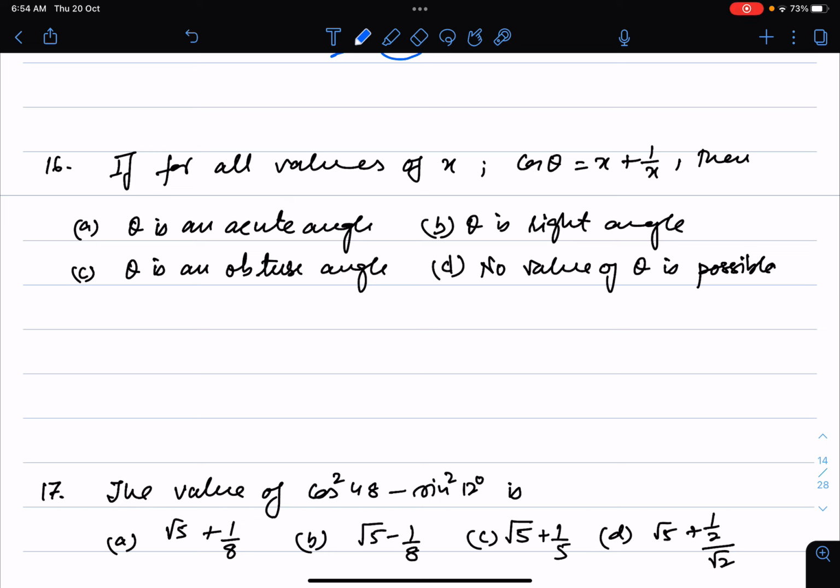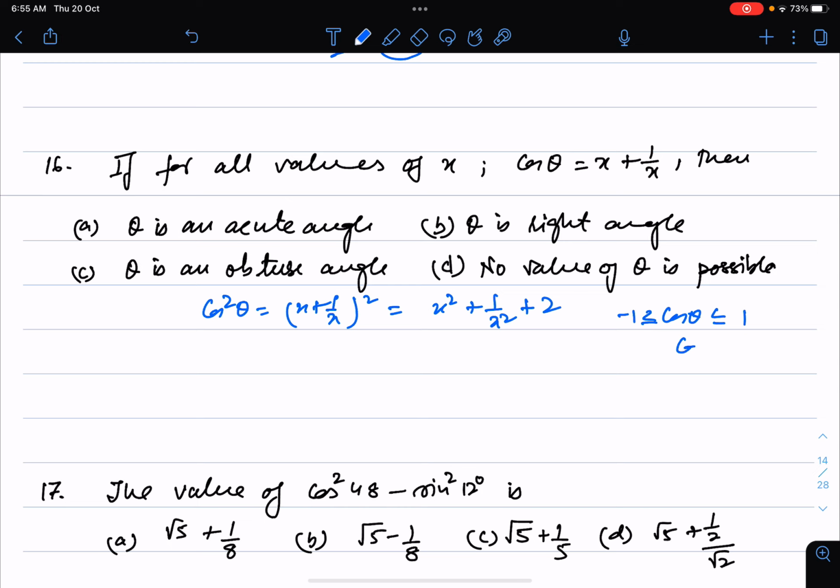Coming to question number 16. If for all the values of x, cos theta is equal to x plus 1 by x, then you have to find this option. So what is the best way? Just square both the sides. So this becomes x square plus 1 by x square plus 2. And we know that cos theta varies between minus 1 and 1. So cos square theta will vary between 0 and 1.